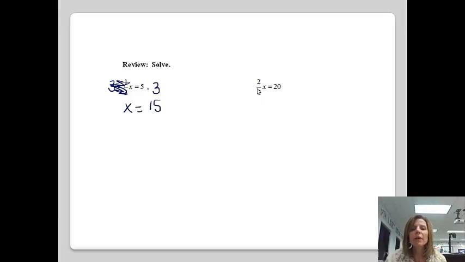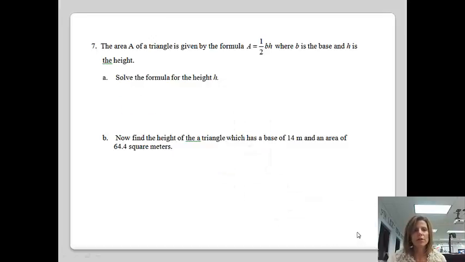Okay, on the second one, if we have 2/7 x equals 20, again, since there's a fraction, to get rid of it, the reciprocal of 2/7 would be 7/2, so that's what I'm going to multiply both sides by. So the 7/2 and 2/7 cancel out, so I'm just left with x equals 20 times 7/2, which is 70. So my answer is 70. We're going to use this to help us when we solve our problems to make it a little bit easier.